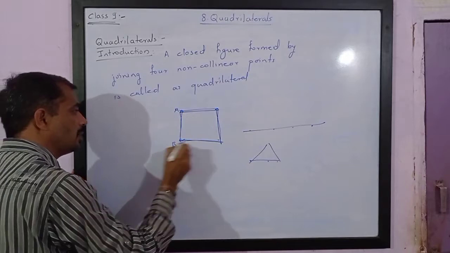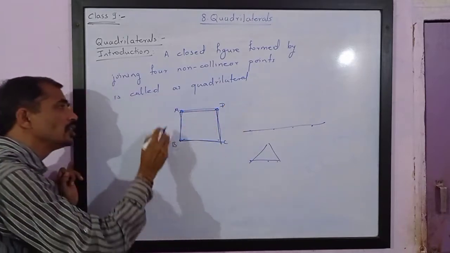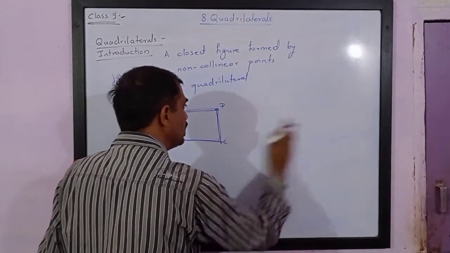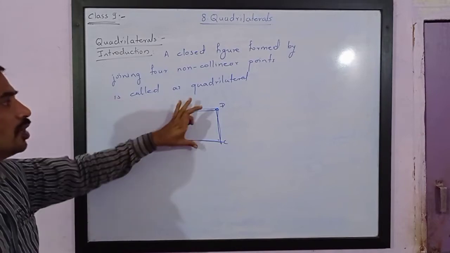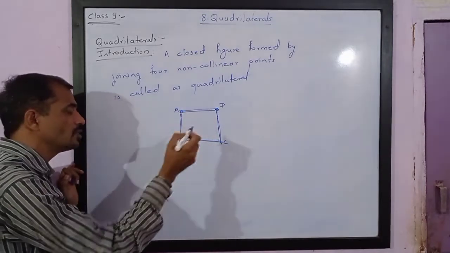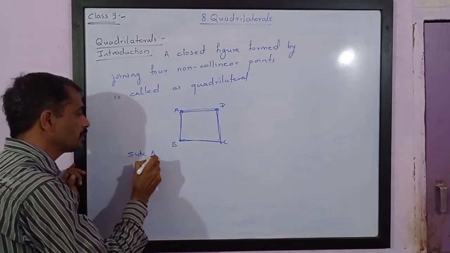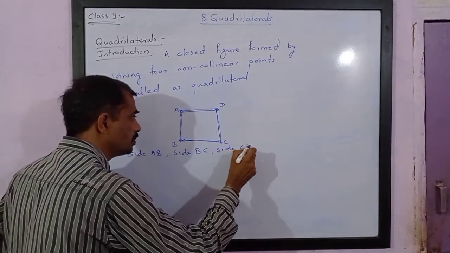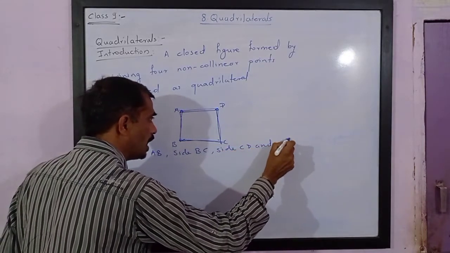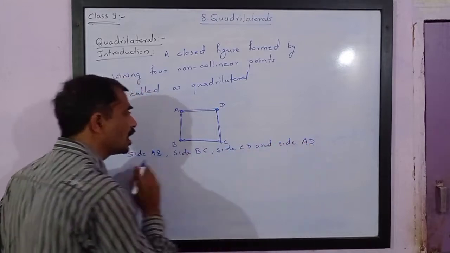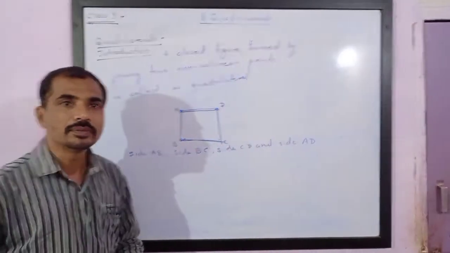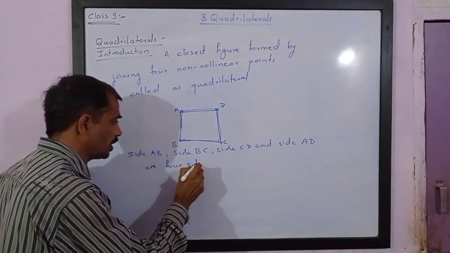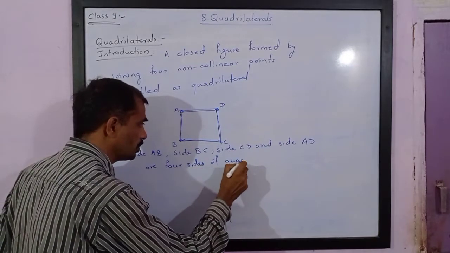Let us name them A, B, C, D. Here you will see, this closed figure has 4 segments and hence we call them sides. So AB is one of the sides, then side BC, side CD, and side AD. These are the 4 sides of a quadrilateral.